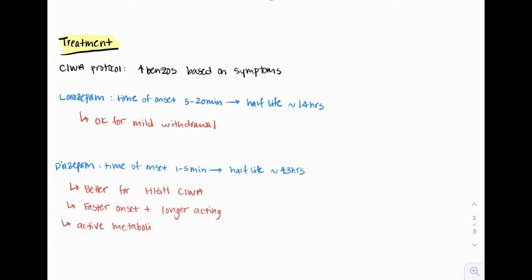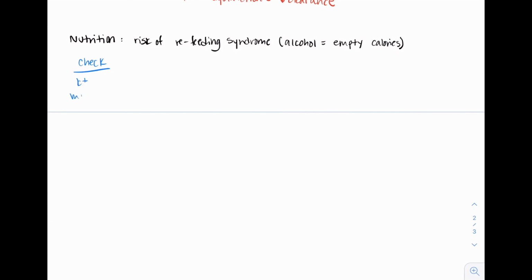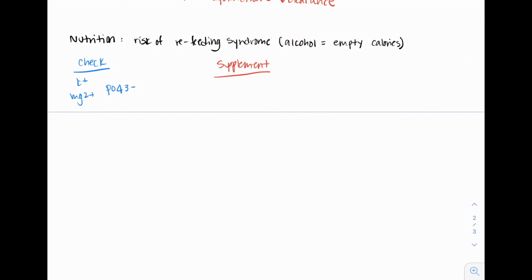However, it does have active metabolites, so caution should be used in patients with liver dysfunction because these active metabolites can accumulate. Finally, nutrition is an important aspect of care in patients who consume large amounts of alcohol, as alcohol is empty calories, and therefore these patients are at high risk for refeeding syndrome. For this, we make sure to check potassium, magnesium, and phosphate, as well as supplement a multivitamin, thiamine, and folic acid.